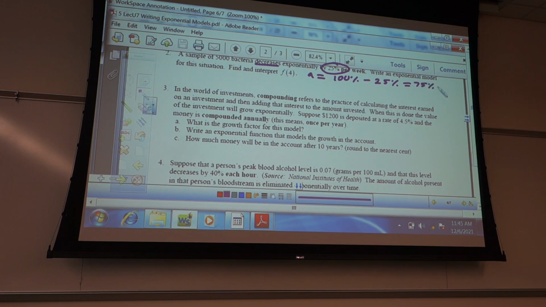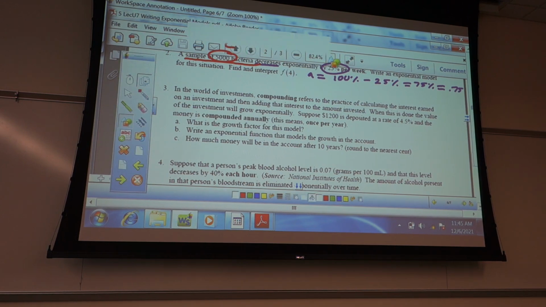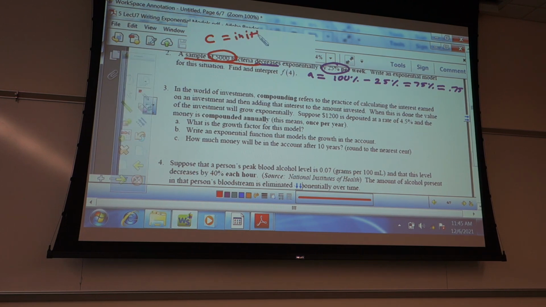What's 75% as a decimal? How much is 75%? 75 cents. How do I write 75 cents? 0.75. Okay, and then what's my initial amount? 5,000. A sample of 5,000 bacteria. That's my C, my initial amount. So C, your initial amount, equals 5,000.